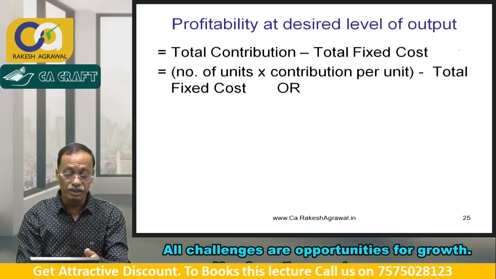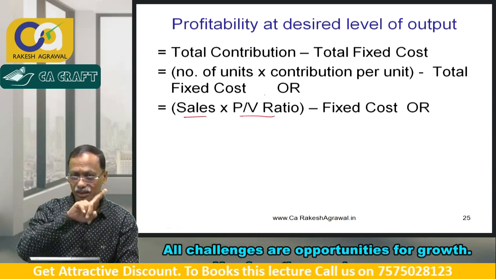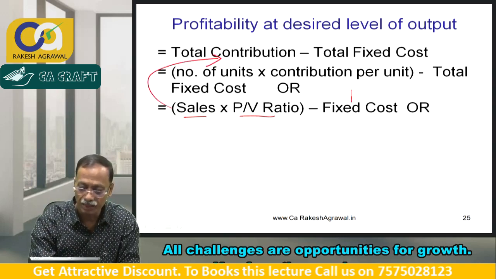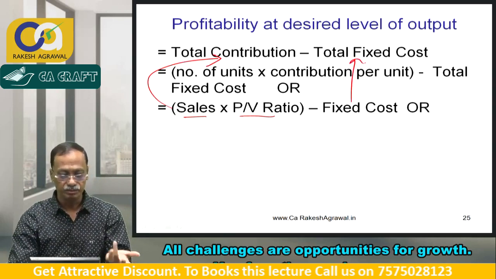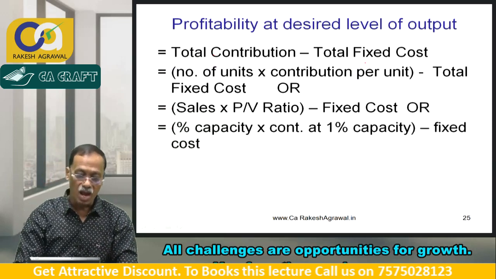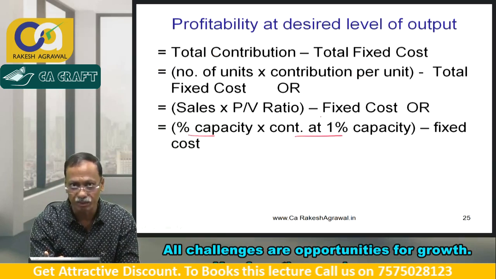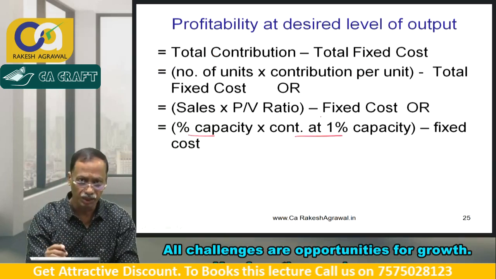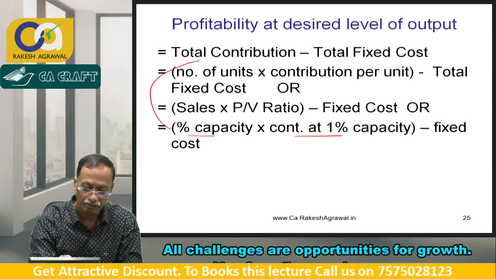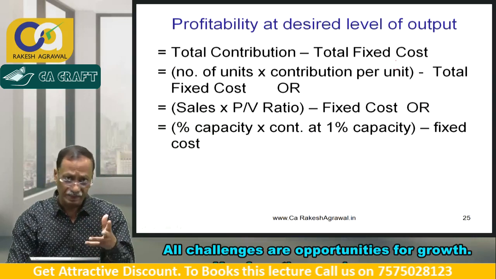Suppose the level of activity is given to you in sales rupees, then sales in rupees into PV ratio. We have already seen this. Sales into PV ratio, you get contribution. Then total contribution minus fixed cost, you will get profit or loss. That is the profit at a given level of activity, if the given level of activity is in rupees sales. And if the level of activity is given in percentage capacity, then percentage capacity multiplied by contribution at 1% capacity, you will get total contribution again. At 1%, how much you earn, into the percentage at which you would like to operate. Once again, you will get total contribution minus fixed cost and you will get profit or loss. Nothing great.